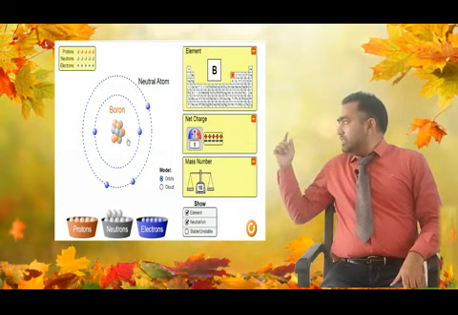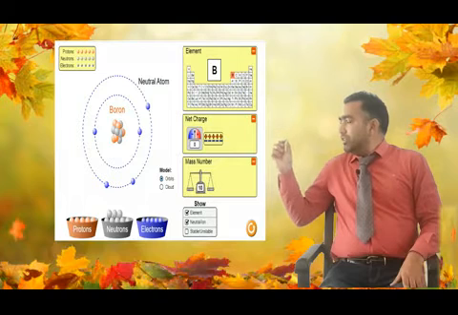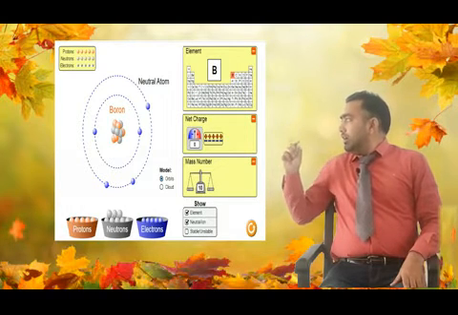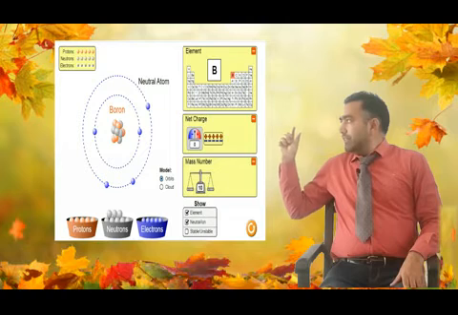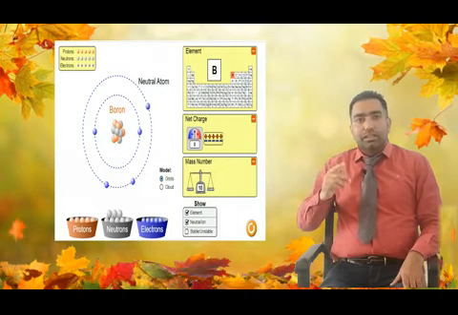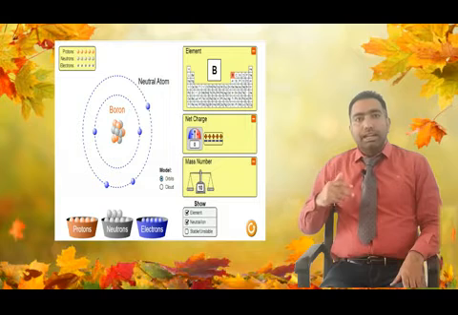orbit. As I can see here, if I add a third one, it will not be accepted by the first orbit because the capacity of the first orbit is 2 electrons. I have added these 2 electrons. After that I have added 3 electrons, total 5 electrons, to make the boron atom stable.